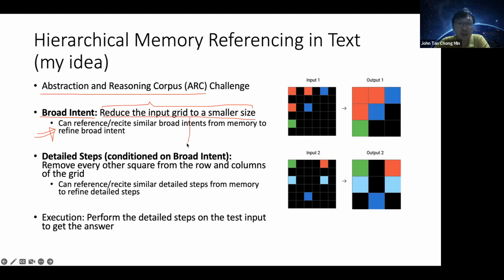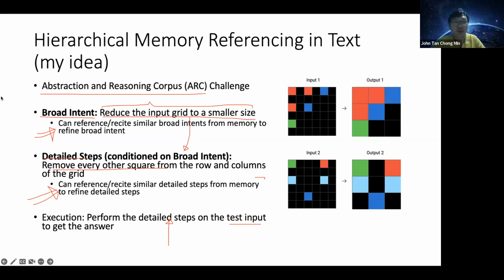Then you can condition on it to generate the detailed steps. The steps could be like removing every other square. Again, you can reference from memory what are the possible approaches used to reduce the grid, and then choose the one most likely usable for this case. Then you just perform these detailed steps on the test input to get the answer. So there are two levels of abstraction here: the broad intent guides the search towards the most promising path, and the detailed steps give you the more specific actions to do.